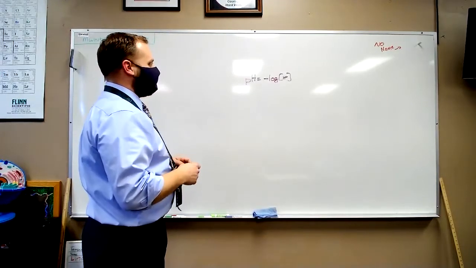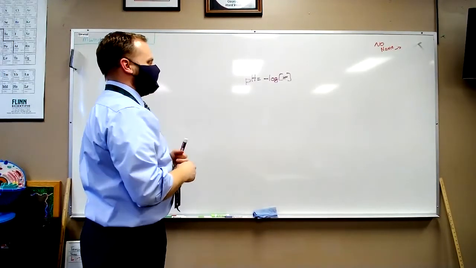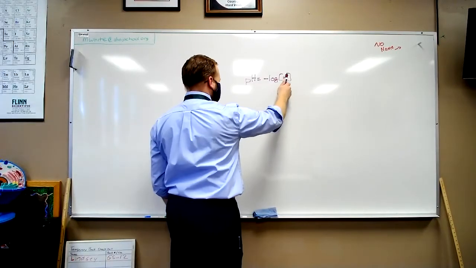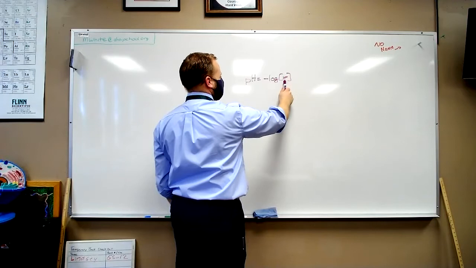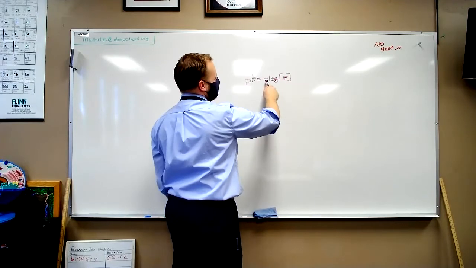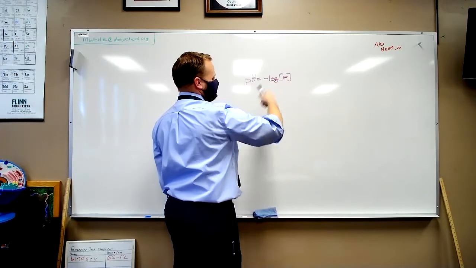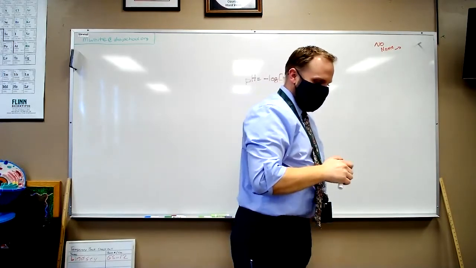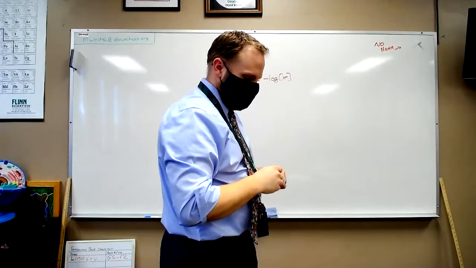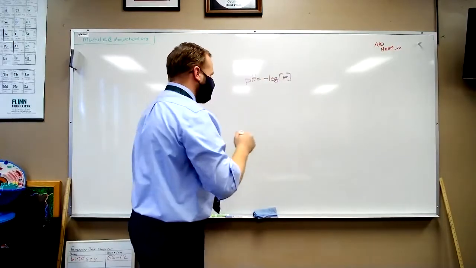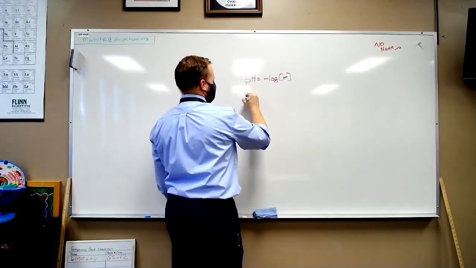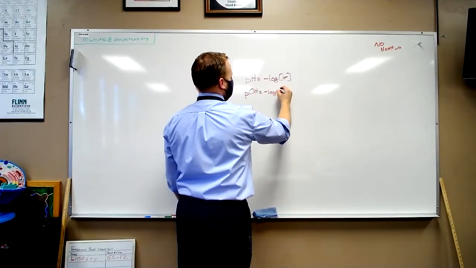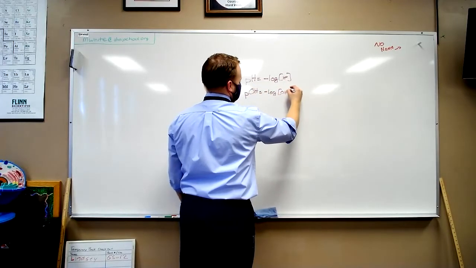So that is how we calculate pH. We take the log of whatever our hydrogen ion concentration is, multiply by -1, and that gives us pH. We have a very similar thing for the OH, negative log of the hydroxide ions.